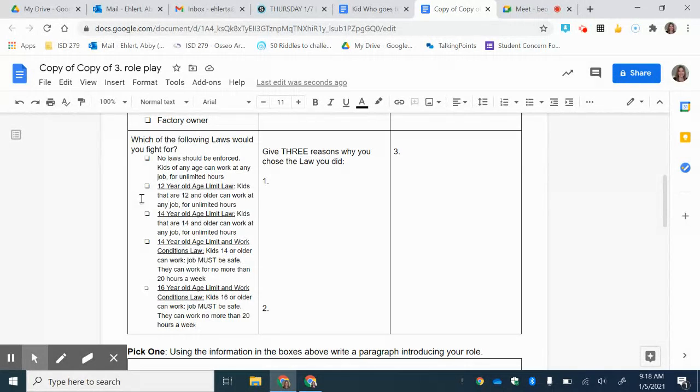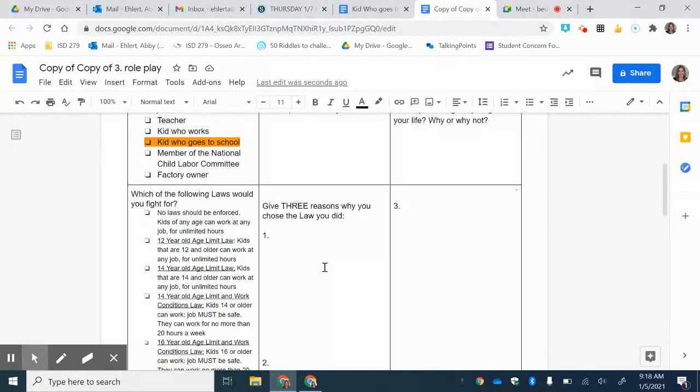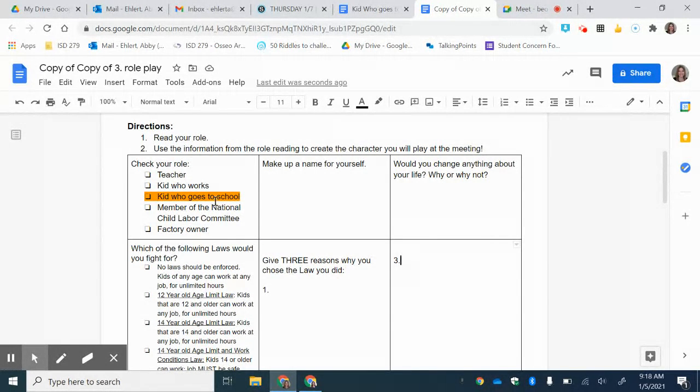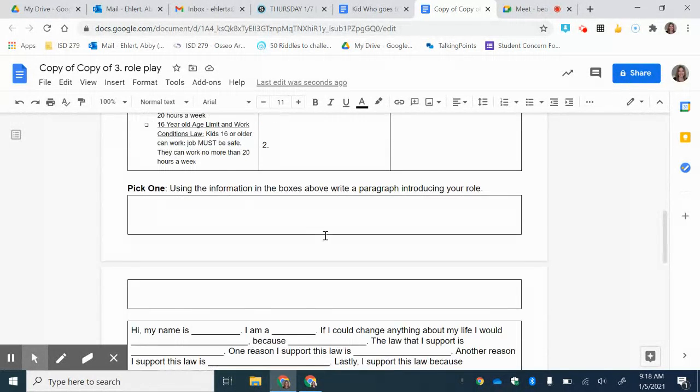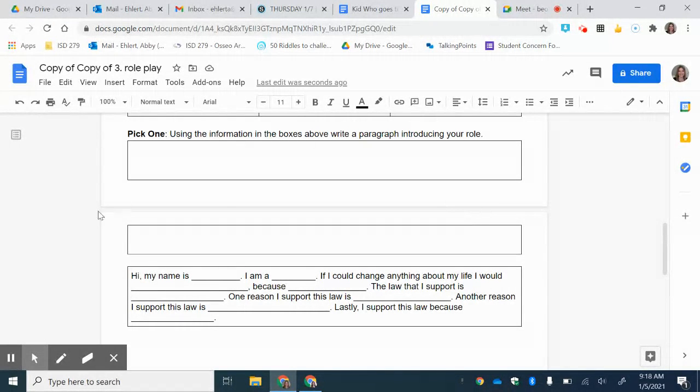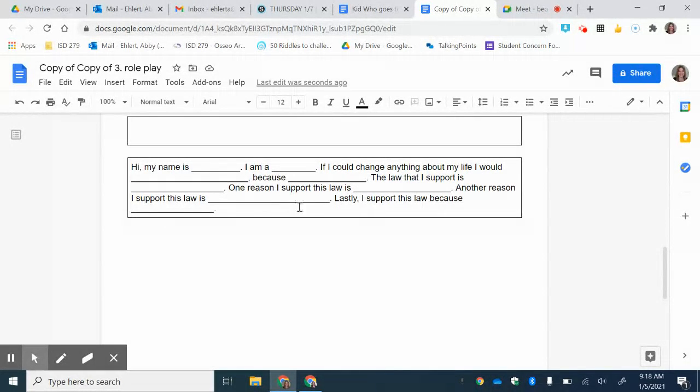So you're going to pick just one of these laws that your role would support and then tell 3 reasons why you chose that law or why your role supports that law. So make sure you do all 3 reasons. Then you're going to take this information from all 6 of these boxes and you're going to turn it into a paragraph below. You can either write a paragraph in this box or use the sentence starters here. Once you finish that, do not forget to submit your assignment.